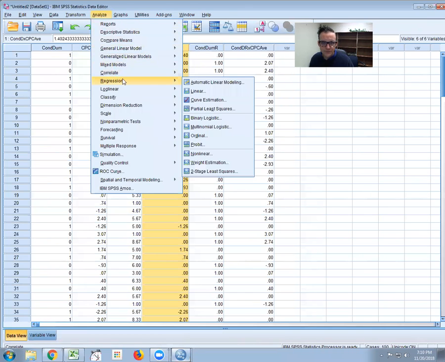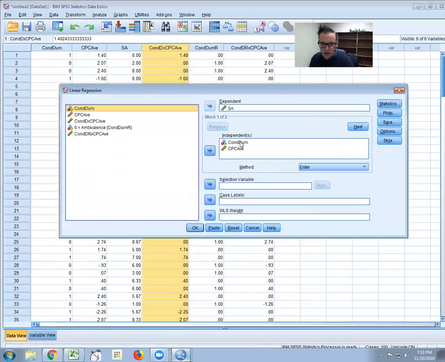So then I rerun my regression. I change out the dummy coded condition for the reverse coded condition. So condition dummy coded reversed. All right. Anyway, so we're going to move the reverse coded one over. Click next. And we're going to replace it with the new interaction term.